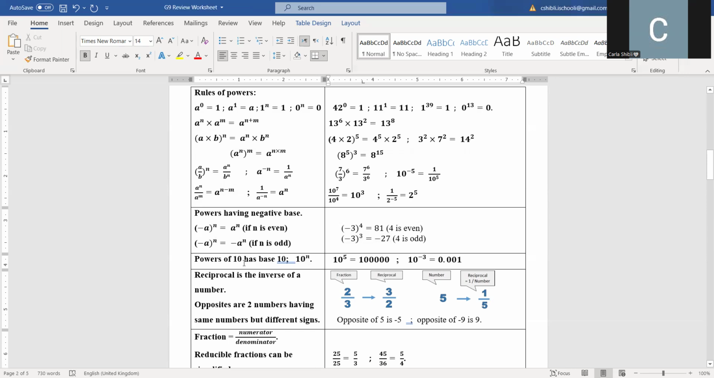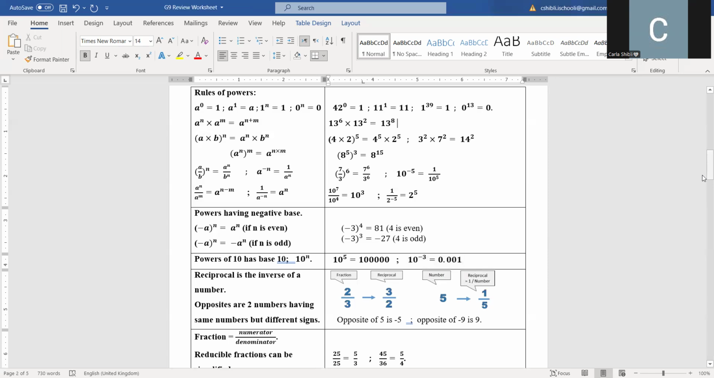Talking about powers of 10, these powers always have base 10. The notation is 10 to the power n. This exponent n can be positive or negative. If it is positive, I will get 10 to the power 5, for example. I take the base 1 and I add 5 zeros as the exponent. Now, in case of the negative exponent power of 10, 10 to the power negative 3, I take 1 and I move the point in the number to the left since I have a negative exponent.